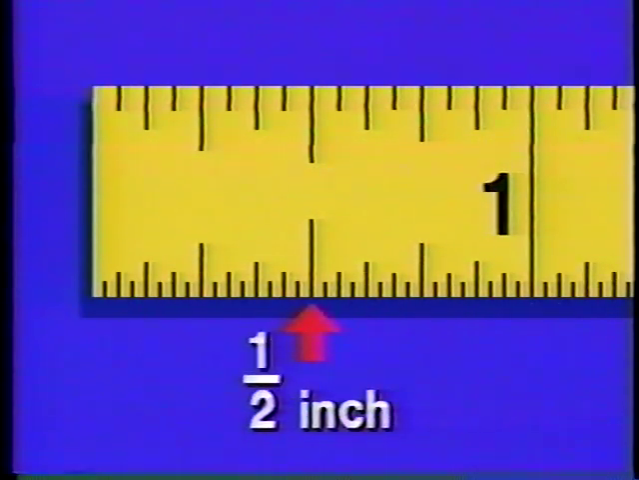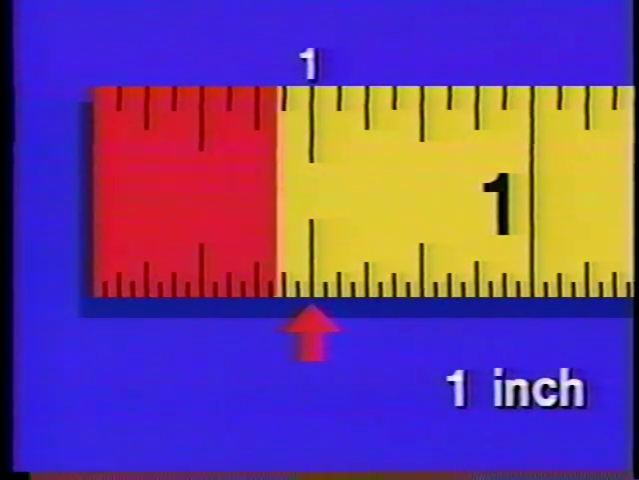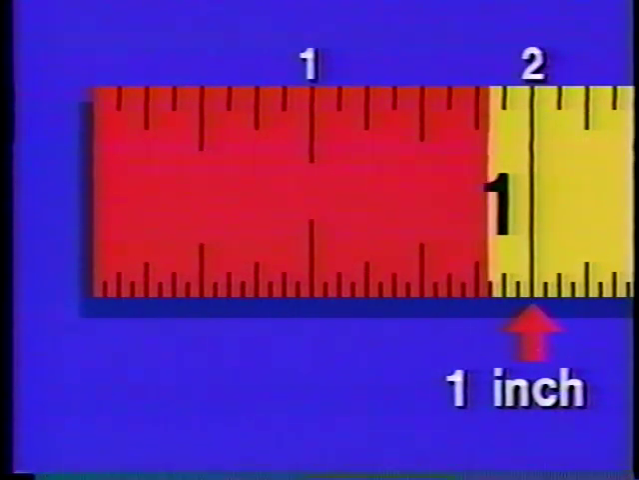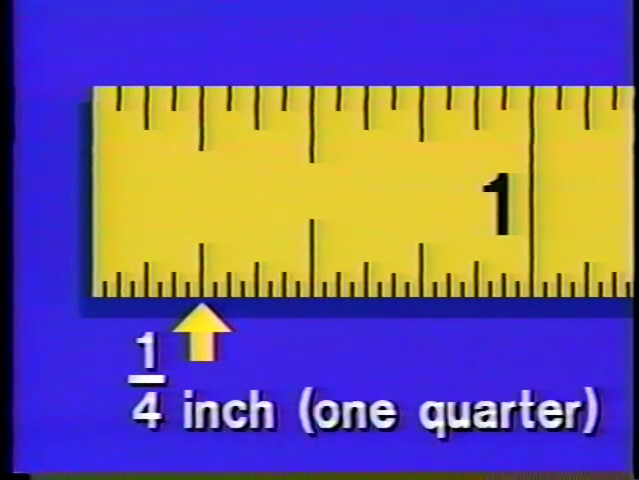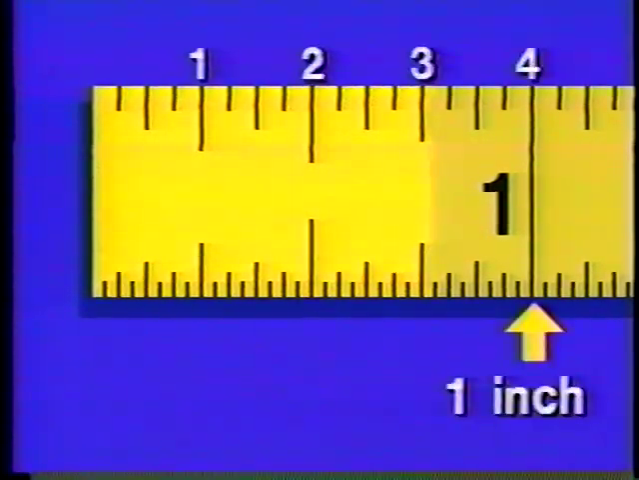The next longest marking divisions are 1/2-inch divisions. There are 2 1/2-inch increments in an inch. When each 1/2-inch increment is divided in half, we have 1/4-inch divisions. 1/4-inch divisions are commonly referred to as quarters. There are 2 quarters in a 1/2 inch and 4 quarters in an inch.